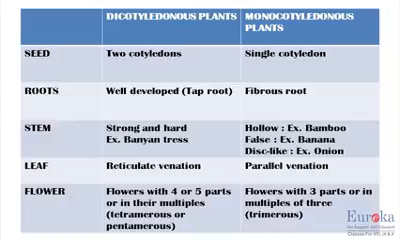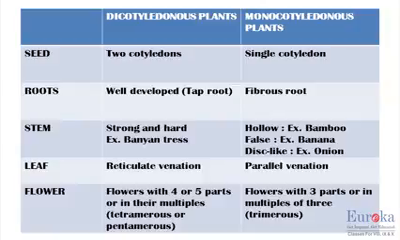The stem of the dicotyledonous plants is strong and hard, for example that of a banyan tree. The stem of the monocotyledonous plants can be hollow, for example that of a bamboo tree, can be false, for example that of a banana tree, can be disc-like, for example that of an onion.